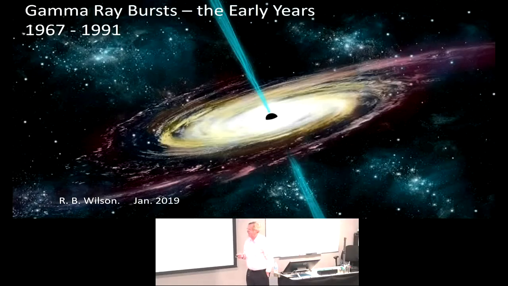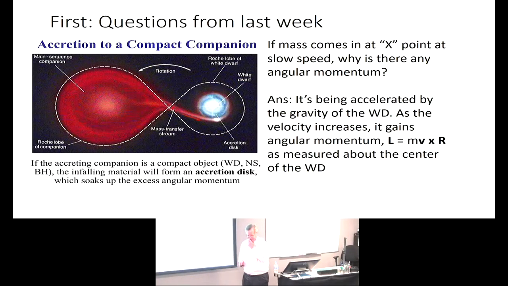Thanks, Mark. I'm going to start out by answering some questions that came from the first lecture. I was talking about binary systems involving white dwarfs, talking about novas. And somebody asked, well, why is it that if you have a material coming in at almost no velocity, how is it that you get angular momentum? Because they come in at no velocity at the center of mass.